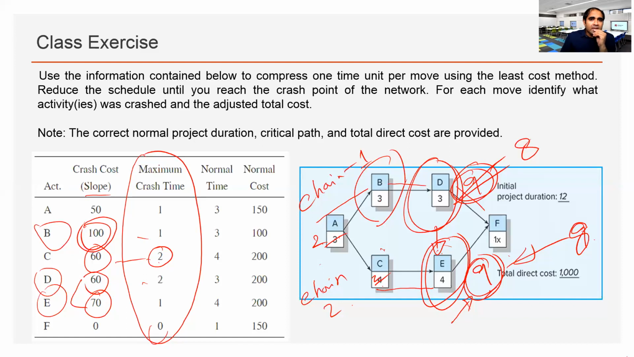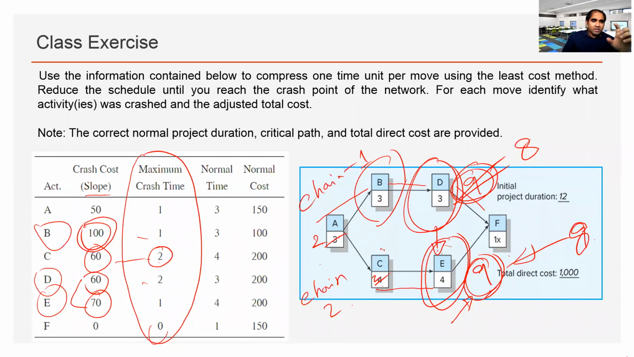We can reduce time as much as the crash limit for each specific activity. The concept is to reduce all the given activities possible with the cheapest cost. Cheapest cost is the first approach.